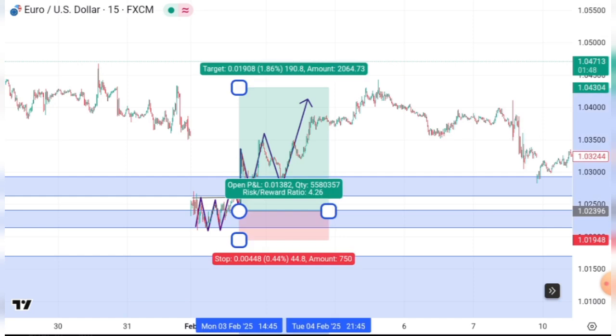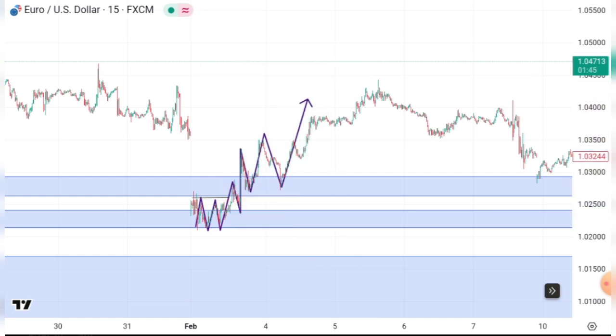So always go to your entry time frame and look for a market structure shift. And when you get a market structure shift, just execute the trade, guys.